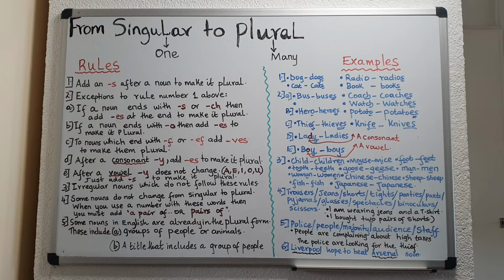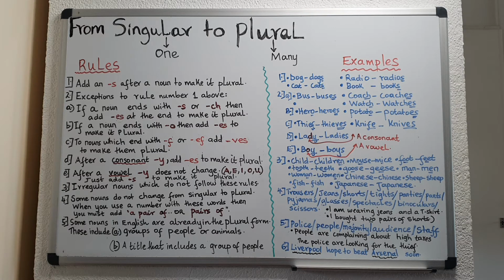The next noun is knife. Knife. Again, you have F at the end of that word. So, to change it, it becomes knives. So you remove F and E and you replace it with VES and it becomes knives. Now, let's move on to rule number 2D.